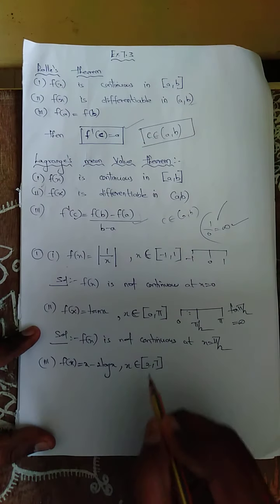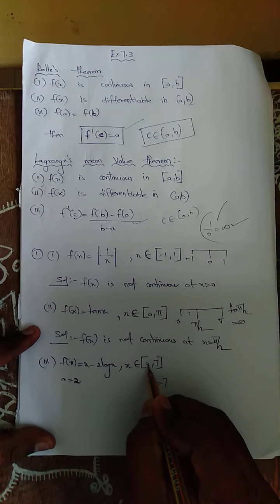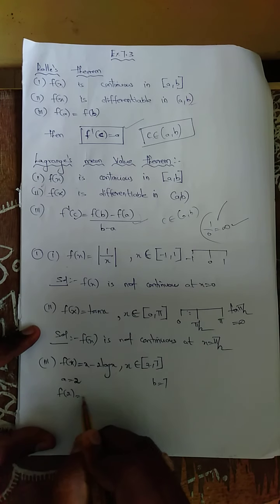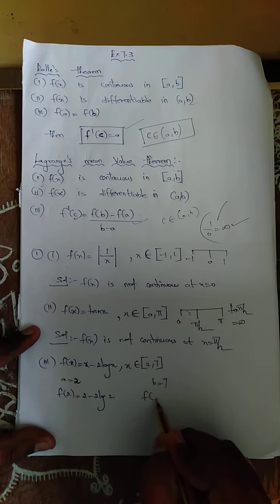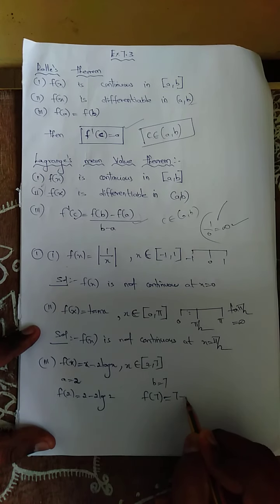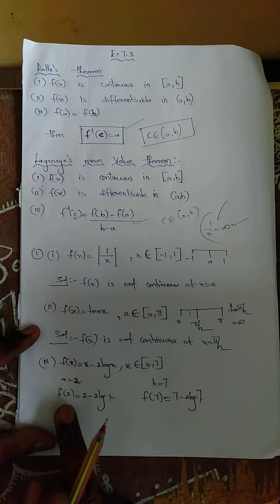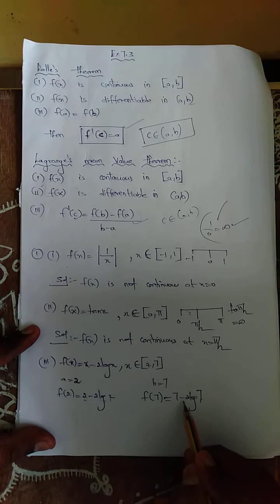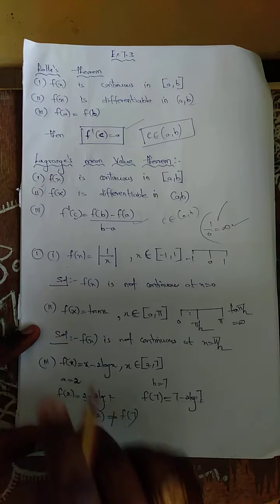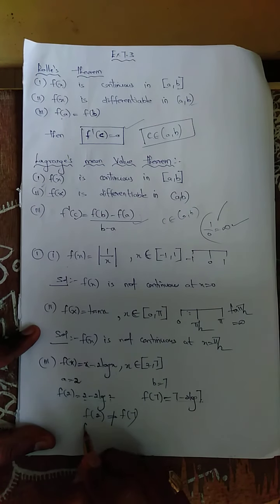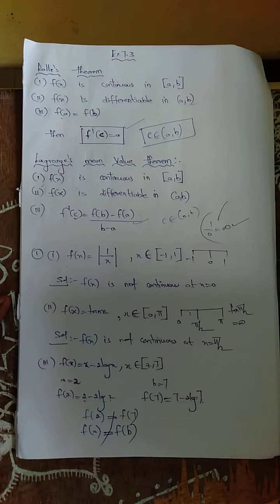f(a) is equal to f(b), where a is equal to 2 and b is equal to 7. First apply f(2) is equal to 2 minus 2 log 2. f(7) is equal to 7 minus 2 log 7. The log 2 value is different, the log 7 value is different. So f(2) will be a different value from f(7). So f(2) is not equal to f(7). Both will not be equal. But what we need to show is f(a) is equal to f(b). But f(a) is not equal to f(b). Therefore, Rolle's theorem does not satisfy for this sum. Very easy sum.